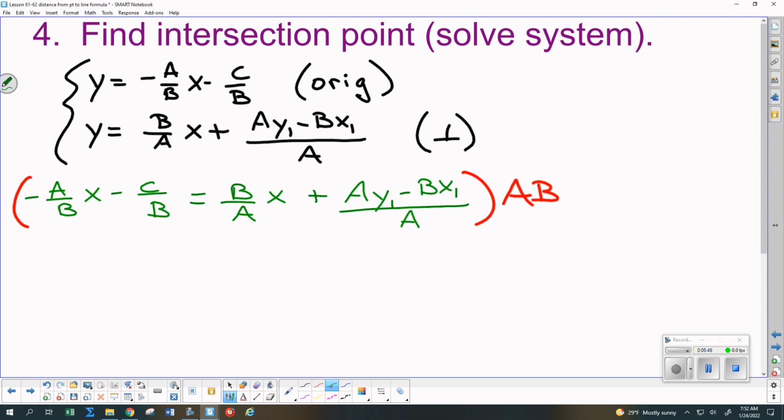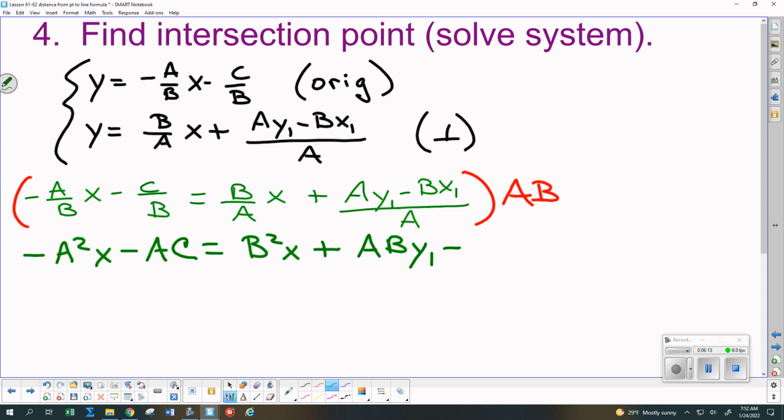And if we do that over here, the b's are going to cancel, and we'll have minus a squared x minus a times c equals, and now on this side, the a's are going to cancel, so b squared x plus ab y1 minus b squared x1. And let me know if I've got any typos with exponents or subscripts or anything in there at this point.